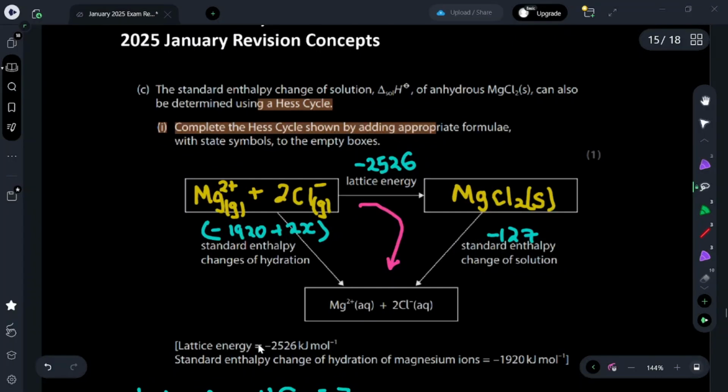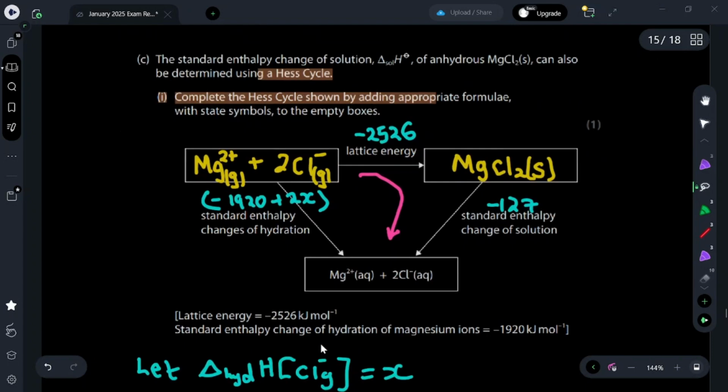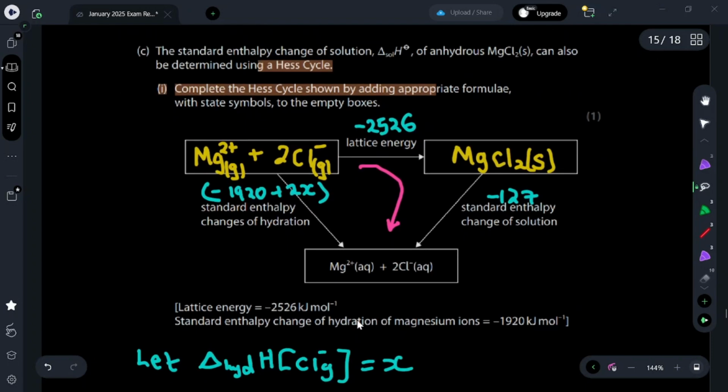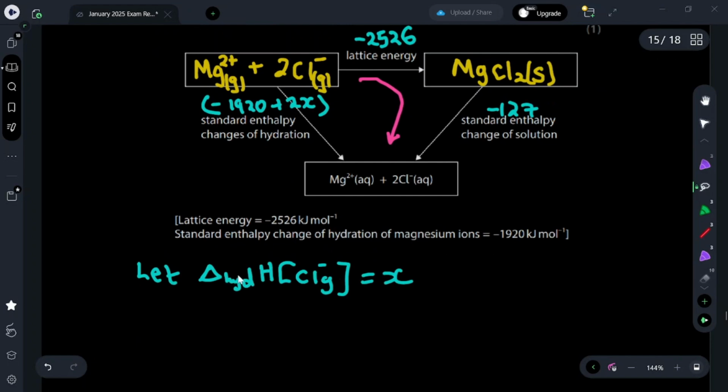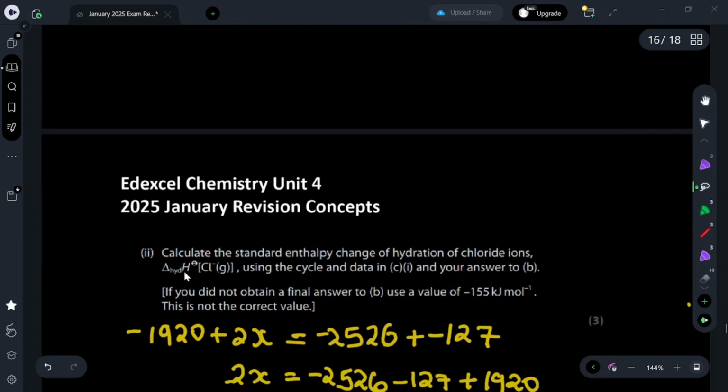All right, given that the lattice energy is negative 2,526 kilojoules per mole, and the standard enthalpy change of hydration of magnesium ion is negative 1,920 kilojoules per mole. Right. So we're going to let the enthalpy change of hydration of the chloride ions be X, because the question that we're supposed to answer is to calculate the standard enthalpy change of hydration of chloride ions using the cycle, the data in C, and the answer we got in B.